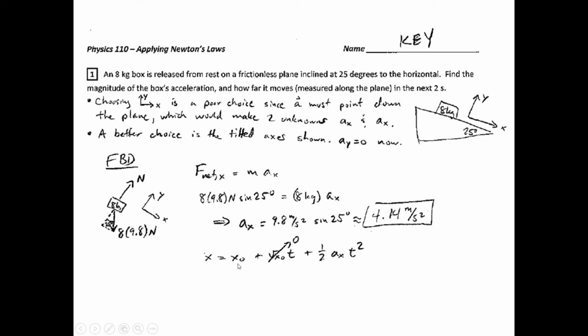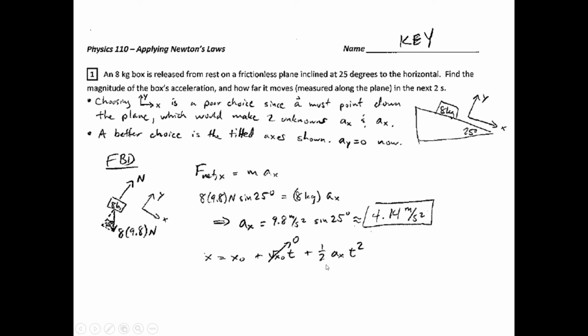It doesn't really matter, but I could say the place where it's released, let's place the origin there. We could say it's released at x equals 0, so that would be 0. It's released from rest, so Vx initial or Vx0 is also 0. Those first two terms can go to 0. So x final, which is how far it's moved since it was at x equals 0, is just 1/2 ax t squared.